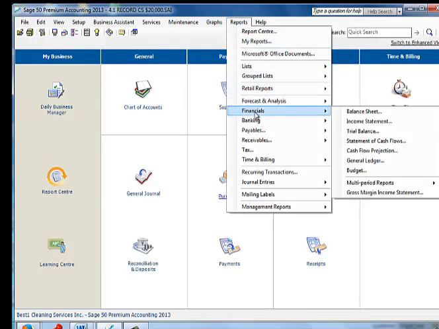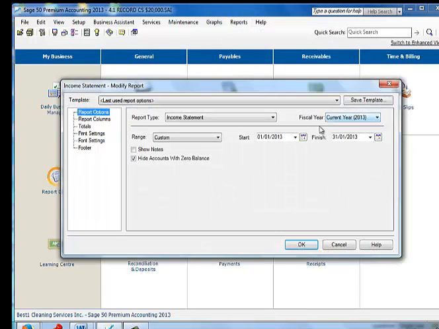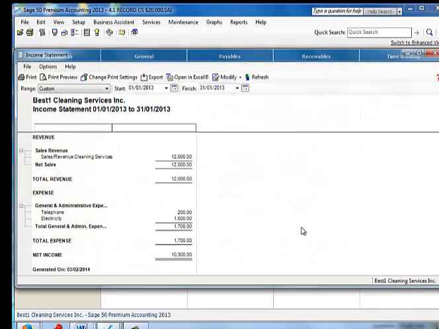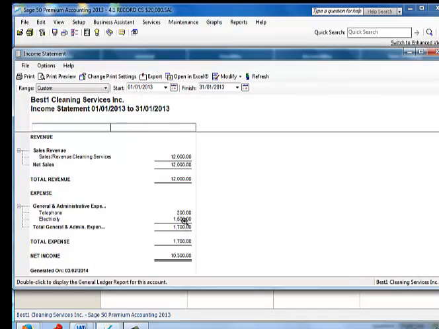I go to reports again. I go to my income statement from the 1st of January to January 31st. Yes, you guessed it. The $1,500 electricity reduced the profit, and now our new net income is $10,300. Proof positive that expenses will reduce profit, which is pretty logical.